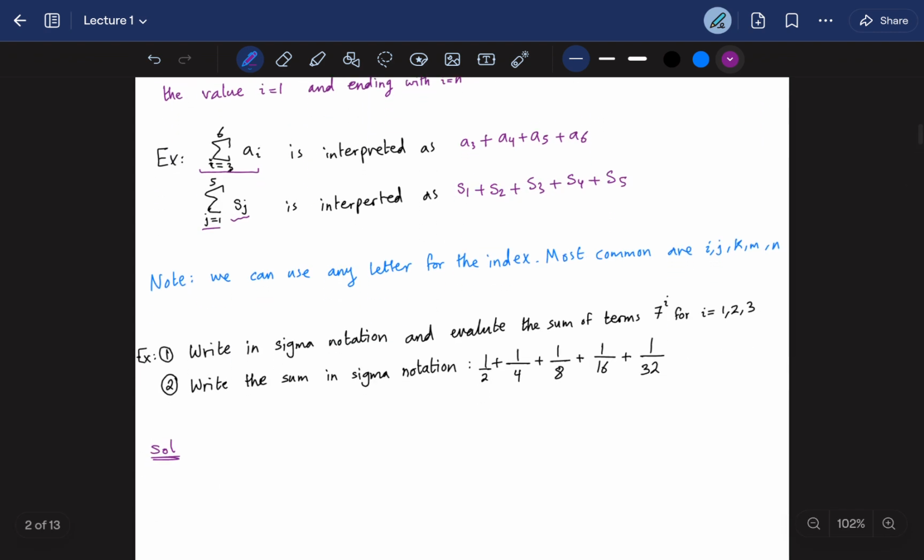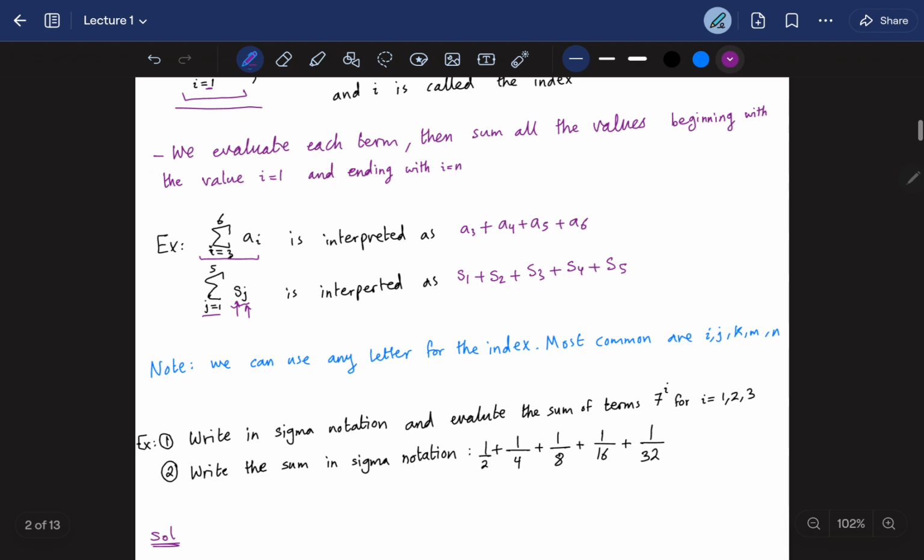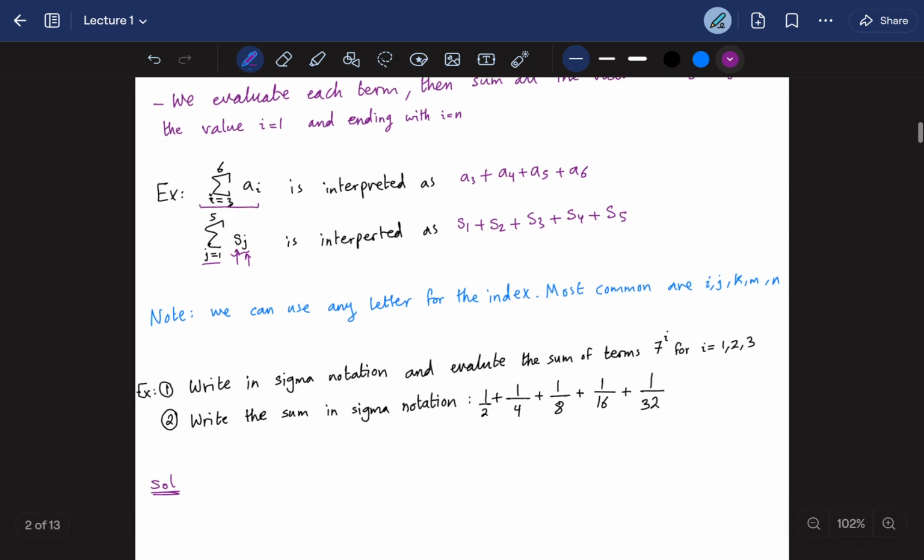Now we can use different letters. Like you saw here, I used s, I used j. The most common letters for indexes are i, j, k, m, n. That's just like the letters normally used in mathematics.